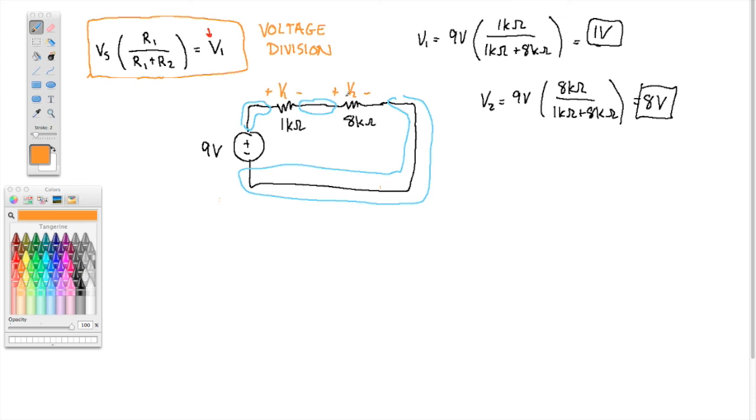And then also notice Kirchhoff's voltage law. So if I go around the loop, I drop by V1, so I drop by 1 volt. Then I drop by V2, so I drop by 8 volts. Puts me here. And then I raise by 9 volts, so that's minus 9 volts, and that must be 0. And it is. So Kirchhoff's voltage law is satisfied here.